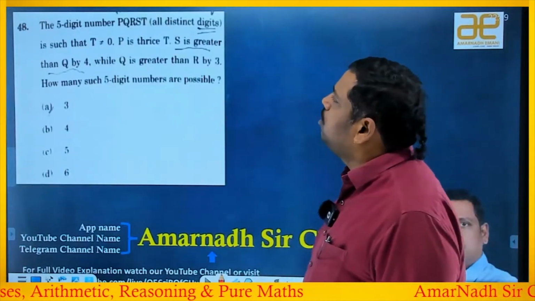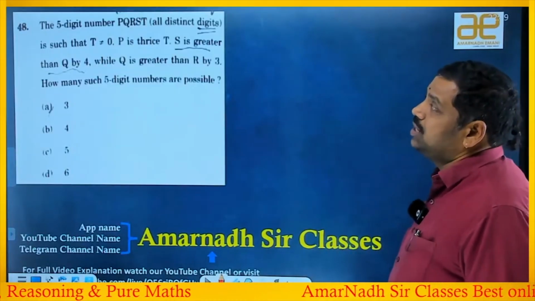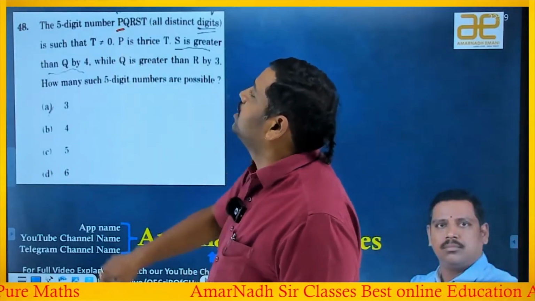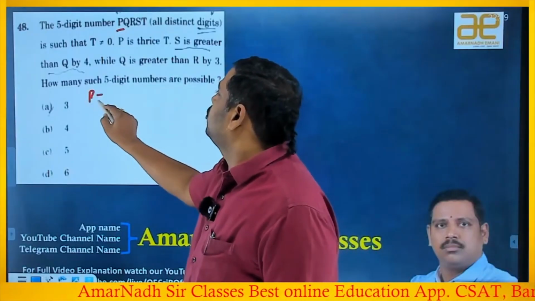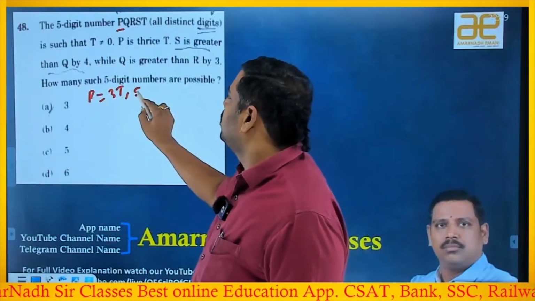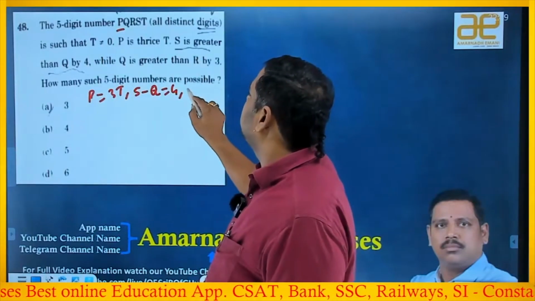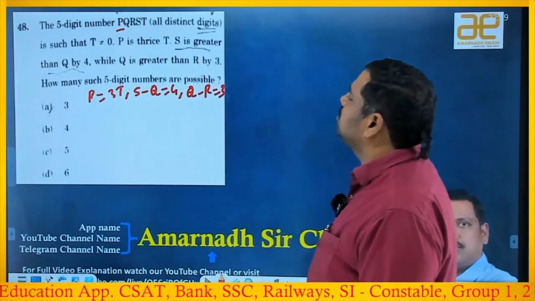A 5-digit number PQRST, all distinct digits, is such that T is not equal to 0. Observe that T is not equal to 0, and it's a 5-digit number, so P is also not equal to 0. P is thrice T, P is equal to 3T. S is greater than Q by 4, so S minus Q is equal to 4, while Q is greater than R by 3, so Q minus R is equal to 3. How many such 5-digit numbers are possible?